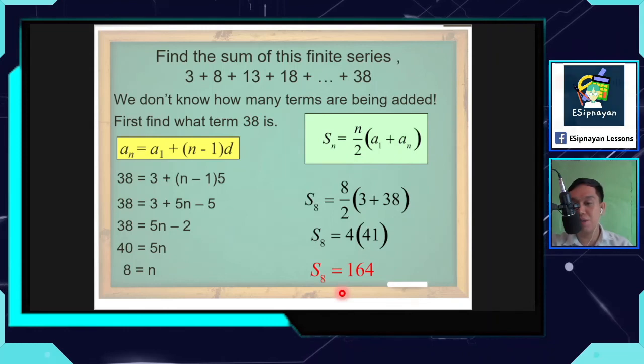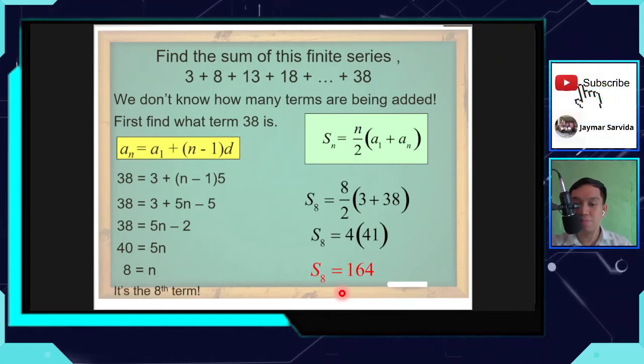I hope na-gets niyo yung ating example dito. So yan yung kanyang sum.